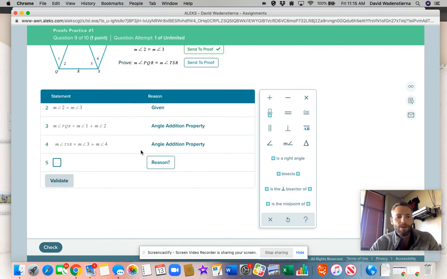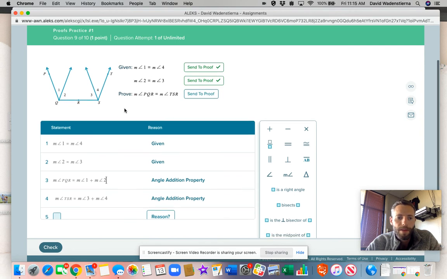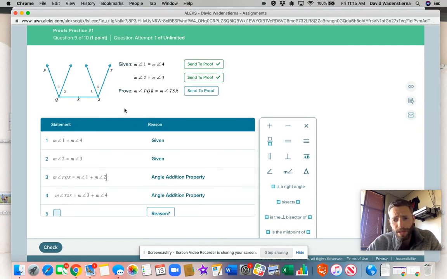Now look at what I've done here. I've set up steps 3 and 4 with measure of PQR and measure of TSR. The reason I'm doing that is because if I can figure out how to get the right side of the equation in step 3 to look the same as the right side of the equation in step 4, then I would be able to conclude that the measure of PQR equals the measure of TSR, right? I'm just trying to show that they equal the same thing.